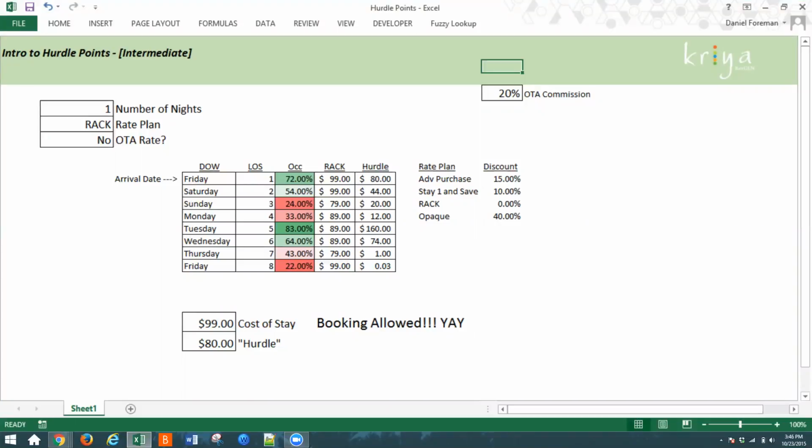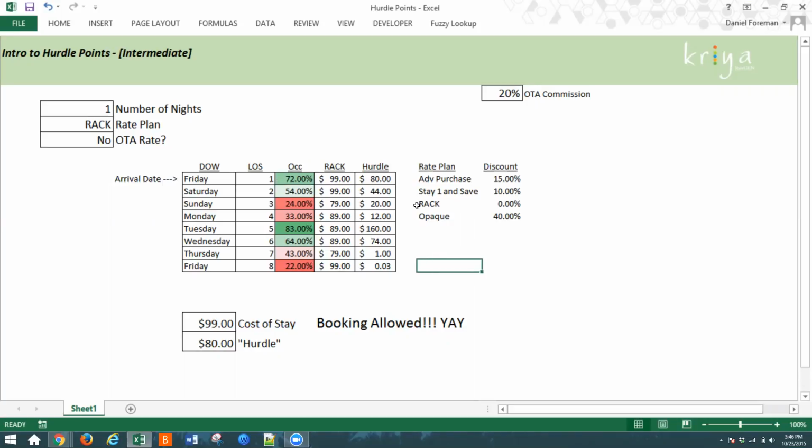First off, hurdle points are only used by certain brands. So for instance, IHG hotels, they use hurdle points. A lot of the Hilton hotels use hurdle points as well. So it's a concept that's not across all brands, but it's still a good concept to get down nonetheless. So let's talk about what exactly a hurdle point is.